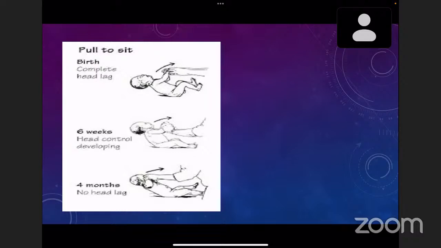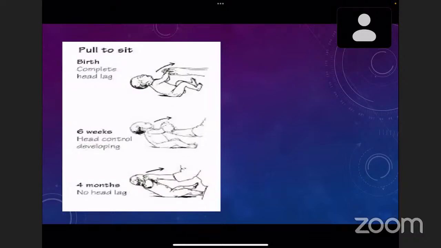How to test this is by the pull to sit maneuver. In this maneuver, the baby will be in the supine position, and the examiner will try to pull the child up by holding the wrist or the shoulder. In a newborn baby, since there is no neck control, there will be a complete head lag, as given in the first picture.